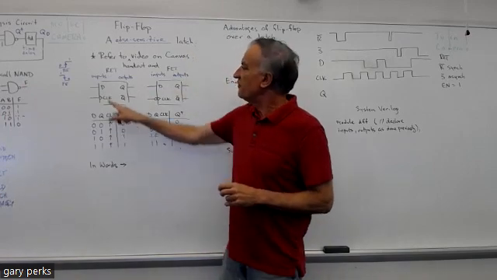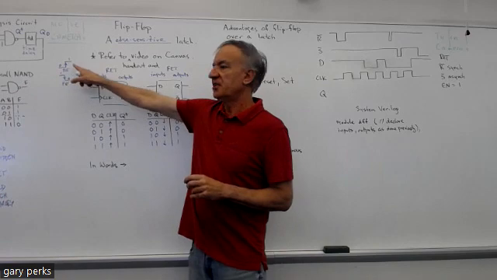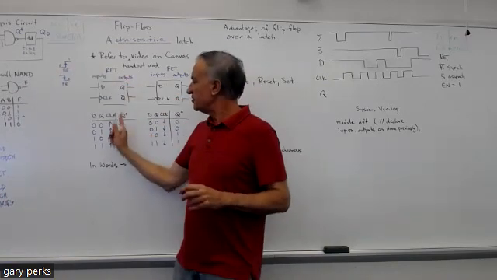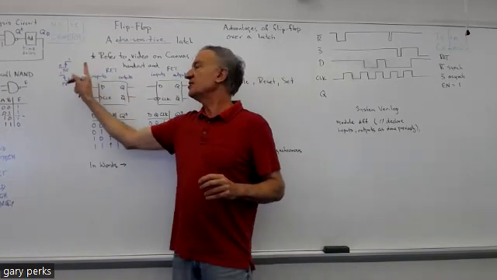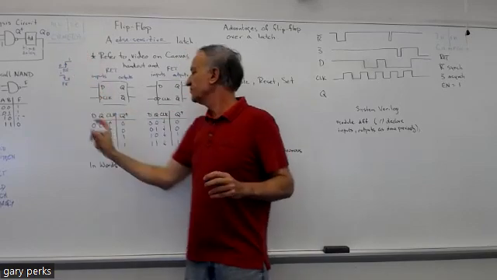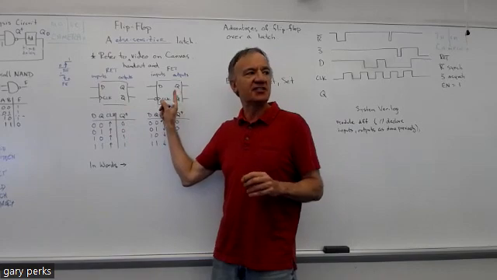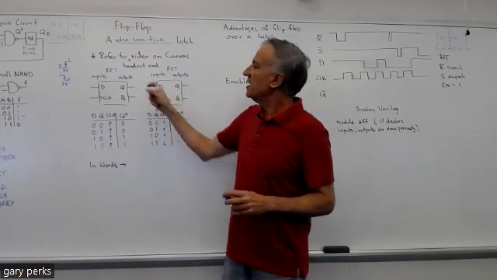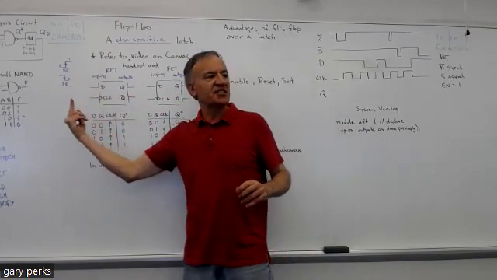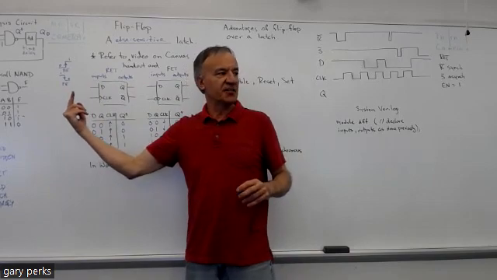The direction of the arrow refers to the edge. Since this is rising edge, that's why you see the arrow going up. Rising edge means a 0 to 1 transition. And the reason you see the arrow going down in this truth table is because this is the falling edge D flip-flop. And falling edge refers to the 1 to 0 transition of the clock.